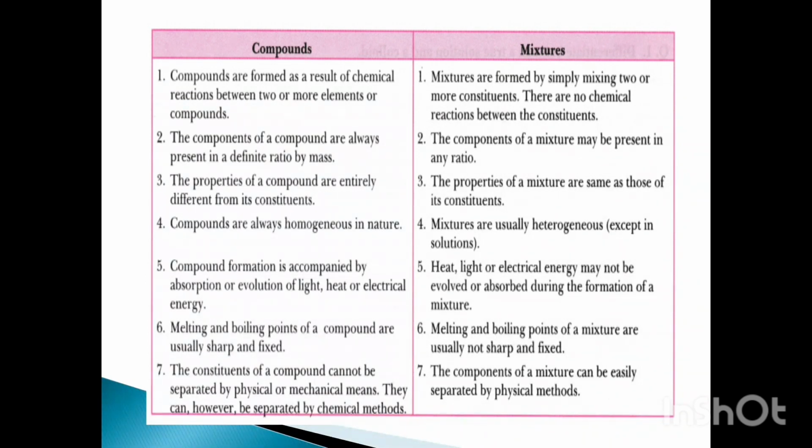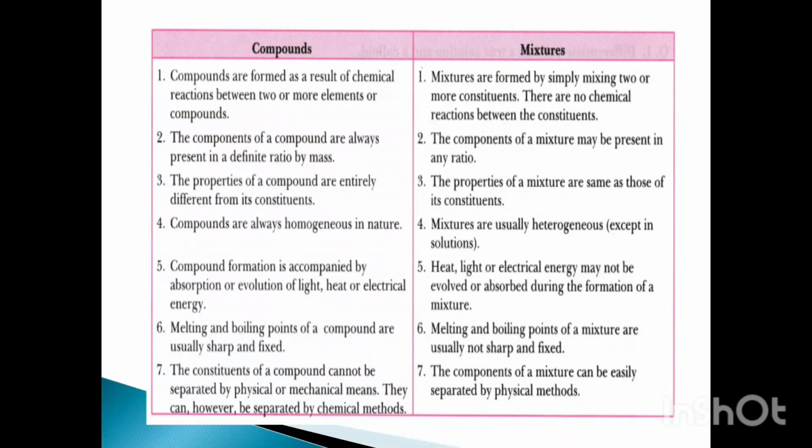The components of a compound are always present in a definite ratio by mass. Whereas in a mixture, it need not be in definite proportion; it may be in any ratio. Compound: the properties of the compounds are entirely different from its constituents. Mixture: the properties of a mixture are the same as those of its constituents. Compounds are always homogeneous in nature, that is, uniform throughout. Mixtures are usually heterogeneous except in solutions.